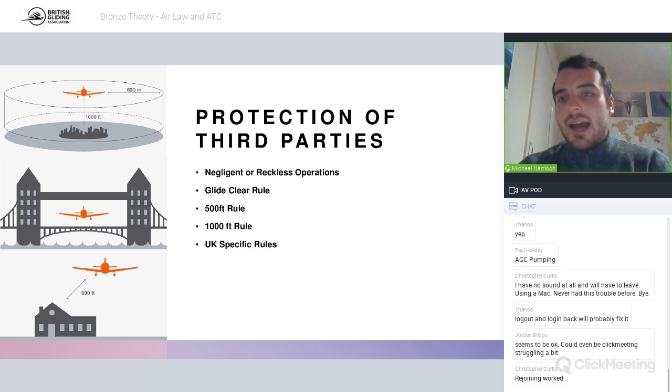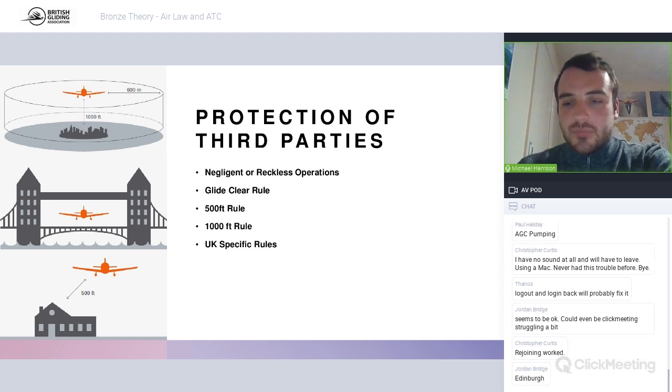You can land or take off at an aerodrome and disobey the 1,000-foot rule. You don't have an exemption to the 1,000-foot rule, however, when you are ridge soaring. So if there was a city on a ridge, which I don't think there is in the UK, but if there was, you wouldn't be able to just go barreling over the top of that simply because you're on a ridge. Jordan suggesting ridge soaring in Edinburgh, which I wouldn't recommend.